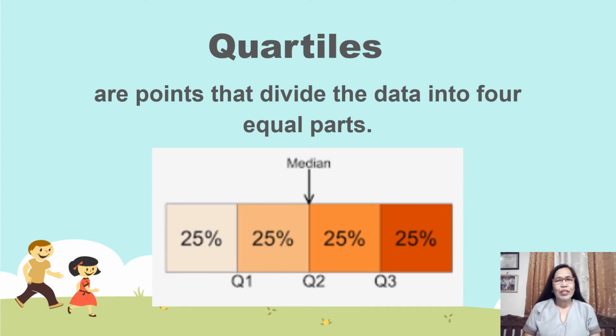Let's begin with quartiles. Quartiles are points that divide the data into 4 equal parts, and they are represented by 3 score points, which are Q sub 1, Q sub 2, and Q sub 3, in which the middle value here is the median, or also known as the second quartile.